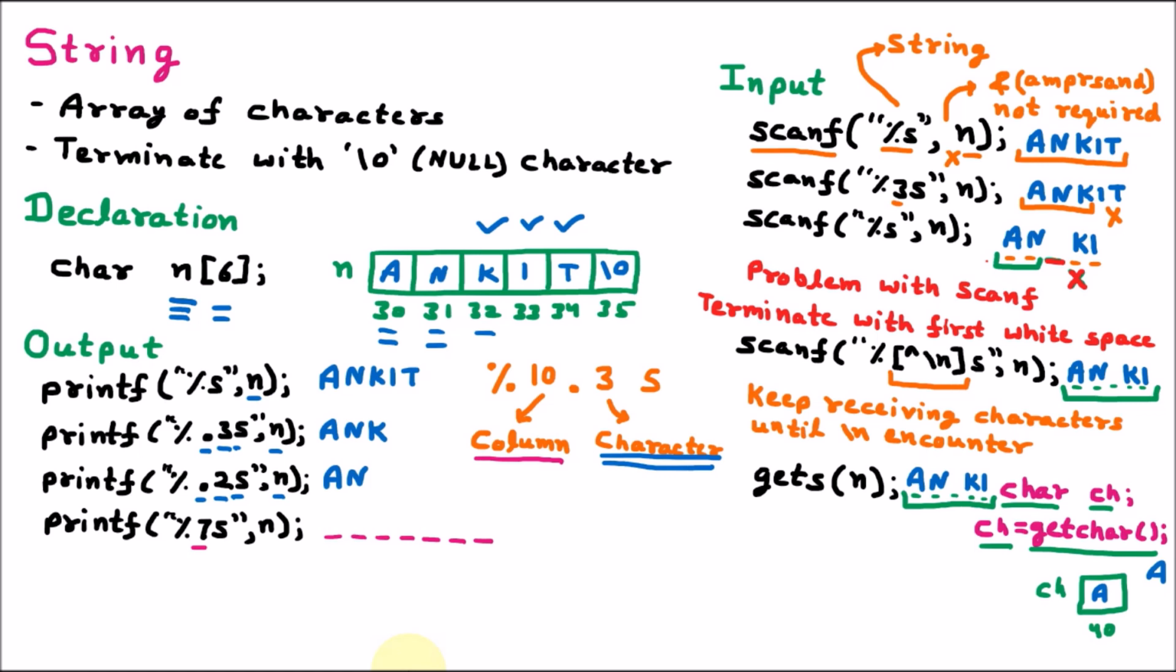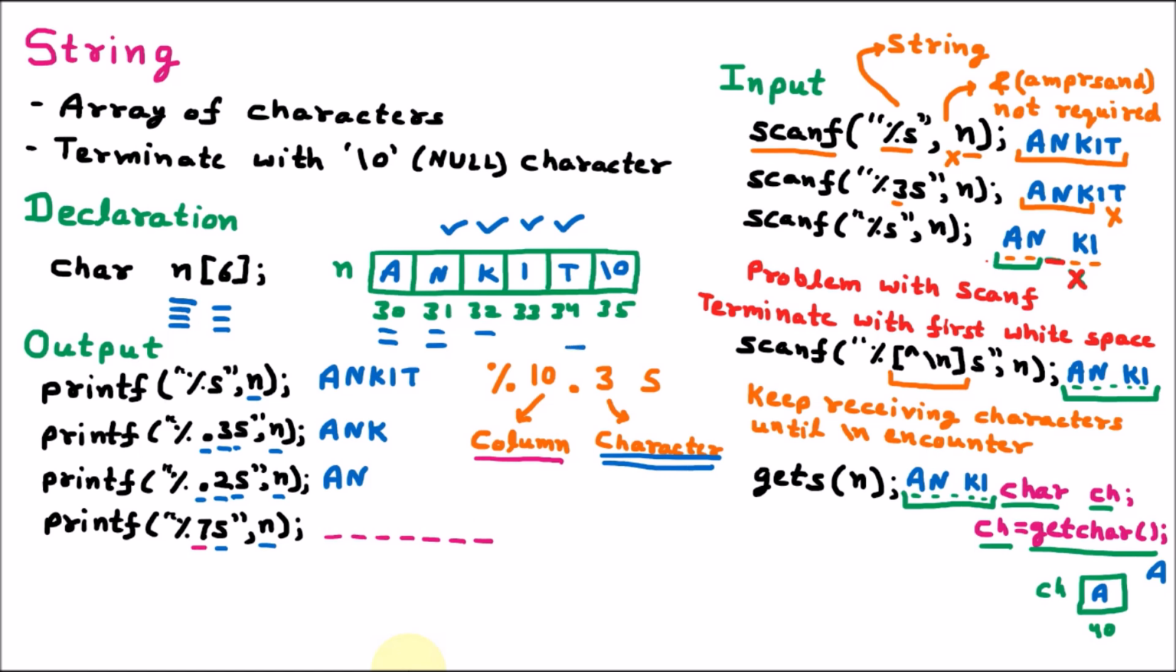So here s stands for the string, taken from n. We know that n is the character array whose size is 6, and Ankit is already stored in it. So here we take from the last. First we take the T.